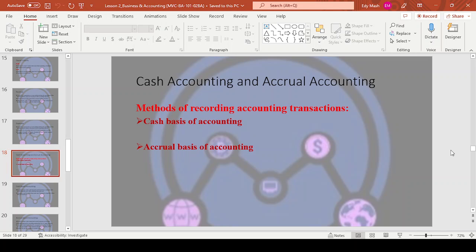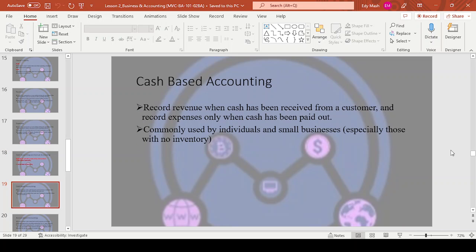And if you don't pay the rent, you don't have the cash at that time, you will get it maybe 5 December, 6 December. In the books of accounting, it's already recorded because you have already accrued. So accrued, it's not about when revenue is earned. Anyway, I'll explain later. All right, so for cash-based accounting, you record revenue when cash has been received from a customer, and you record expenses only when cash has been paid out.